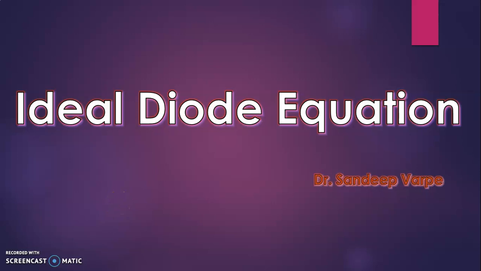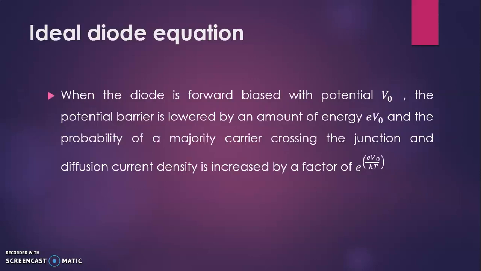Hi. Now we're going to see the next point, which is the ideal diode equation. In this point we're going to see what the ideal diode equation is, or simply, the diode equation. So we'll see how to find this diode equation. For that purpose, we'll see the first term in the ideal diode equation.